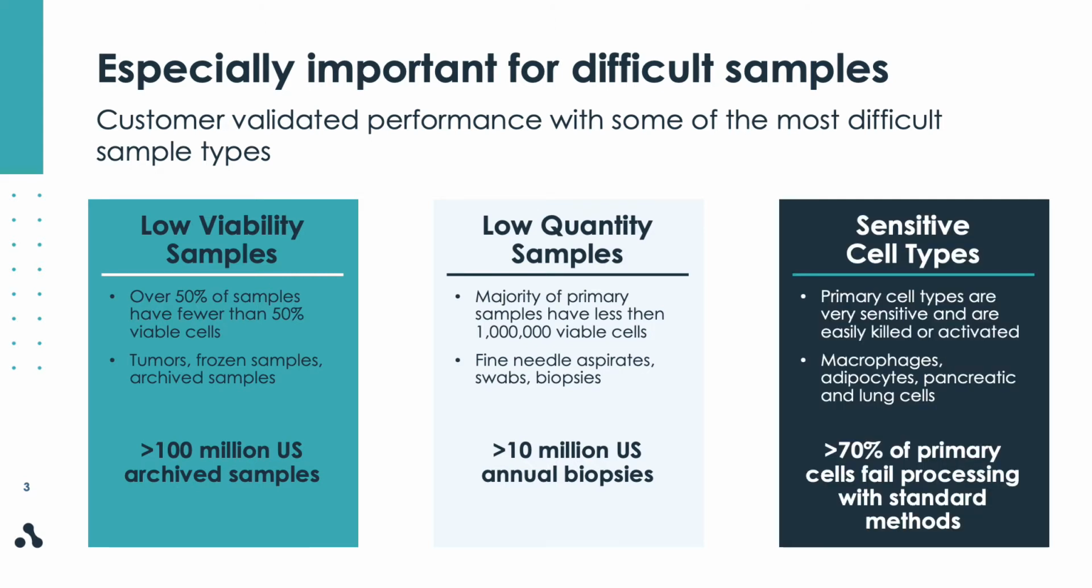And finally, perhaps the most important sample type are the sensitive cell types. These are typically your primary cells, primary samples, things like macrophages, adipocytes, pancreatic cells, and lung cells, cells that are extremely sensitive to handling, cells that are easily killed or activated by pressure or any force. From our experience, over 70% of primary cells fail processing with standard methods. Either they are killed due to a high pressure, long processing time, or sometimes something as simple as taking them out of their original media is hugely detrimental to their function.